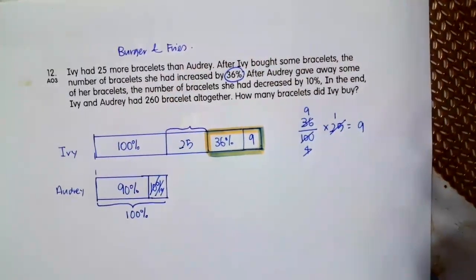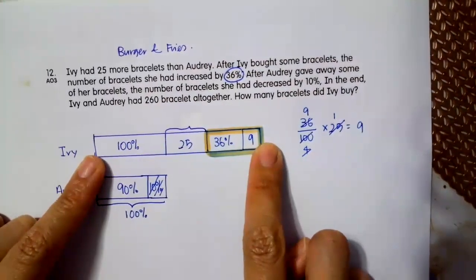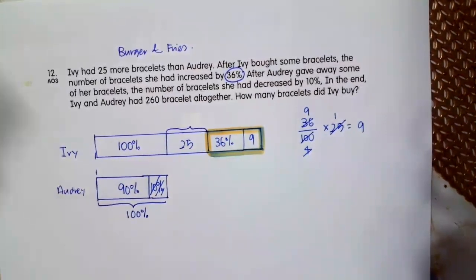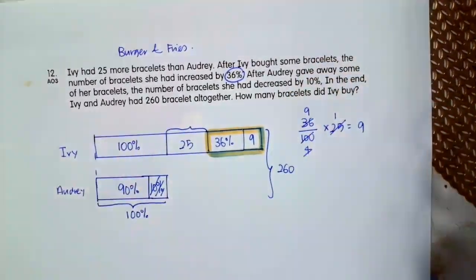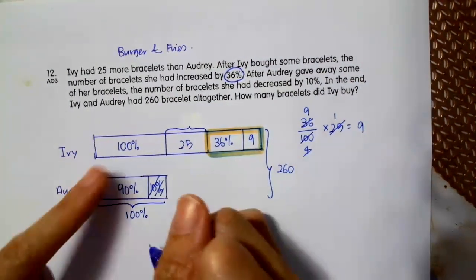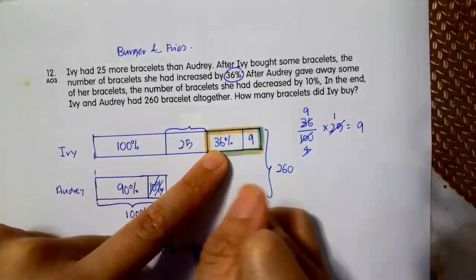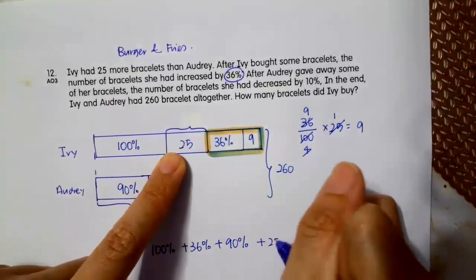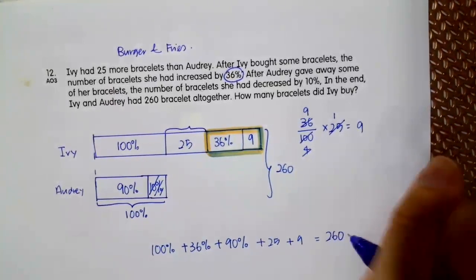Okay, so at the end, what Ivy would have is this whole chunk, the 100%, the 25, the 36%, and the 9 bracelets. Audrey is left with 90%. Okay, and they tell you that at the end, they had 260 bracelets altogether, excluding the 10%. Okay, so I'm going to add everything together, so it'll be 100%. I'm going to put all the percent together, 100% plus 36% plus 90% plus 25 plus 9. That will give me 260.